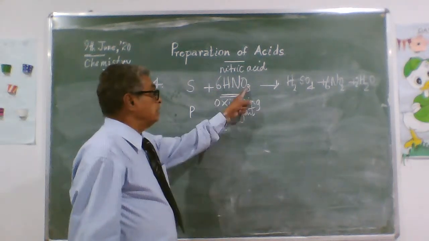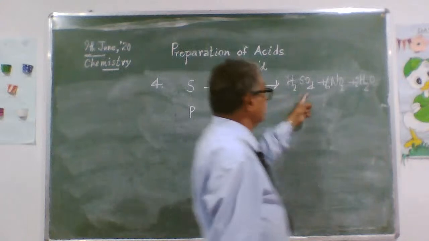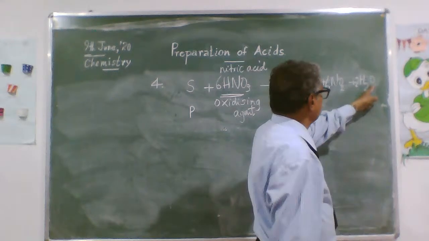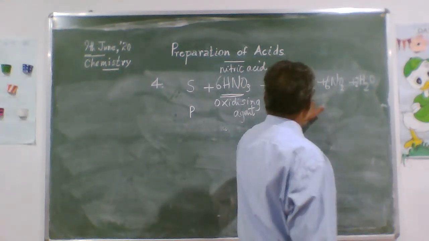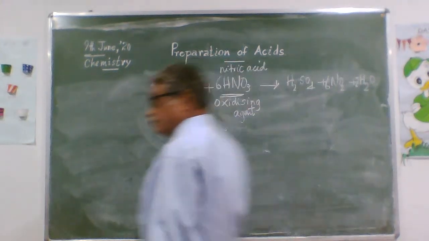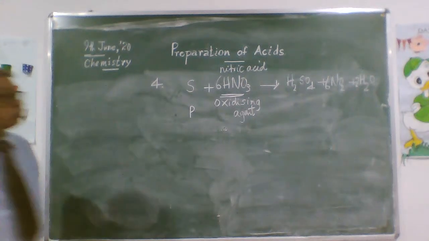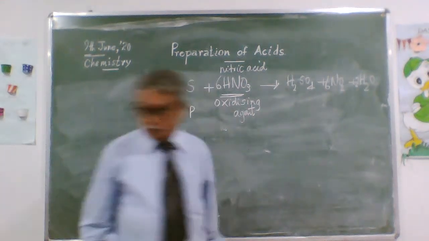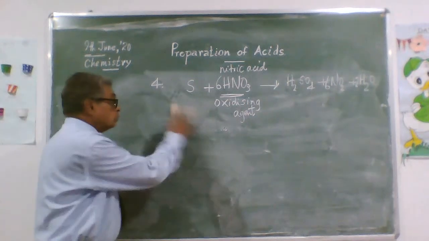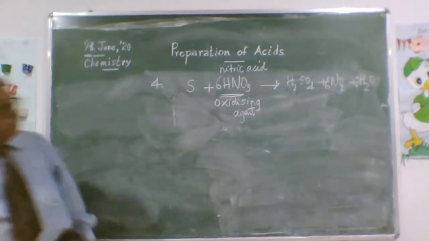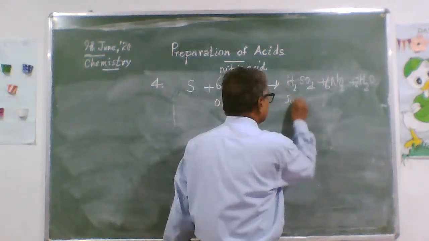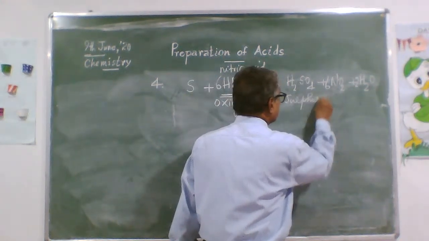Oxygen total is 18 atoms of oxygen: 4 here, 12 here, 12 plus 4, 16, and 4 here, correct. Here 4, 12, so 16 and 2, 18. So all the oxygen atoms are also balanced, you can see. Such equations you should learn how to balance, it is necessary. So an oxidizing agent can easily oxidize sulfur to sulfuric acid. This is a method of preparing sulfuric acid.